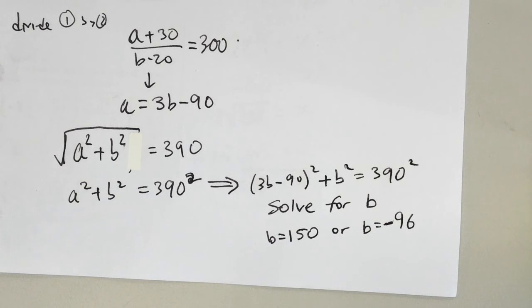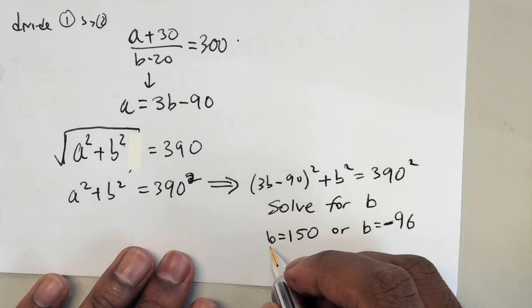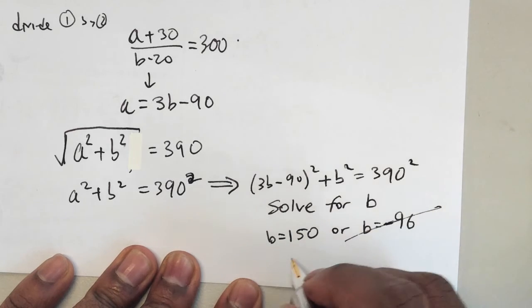Which one can it be? Which one does it have to be? Go up to the very, very top direction. Matt already said it. We'll go up to the very top and look at your diagram. What value does B have to be? It has to be the positive one because it's going upwards. So therefore B has to be 150.